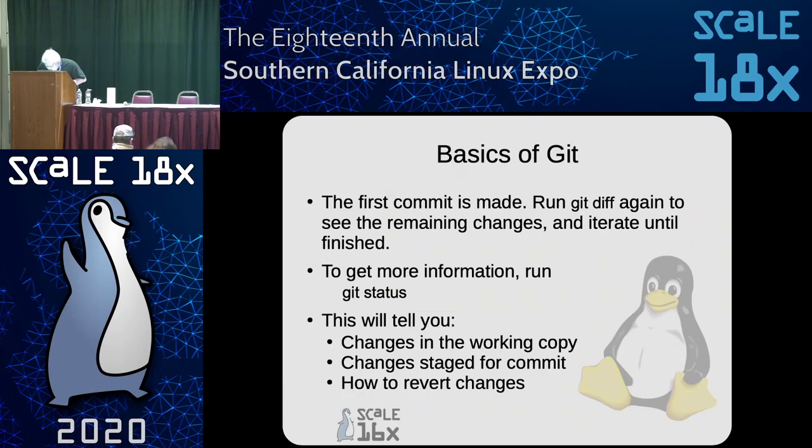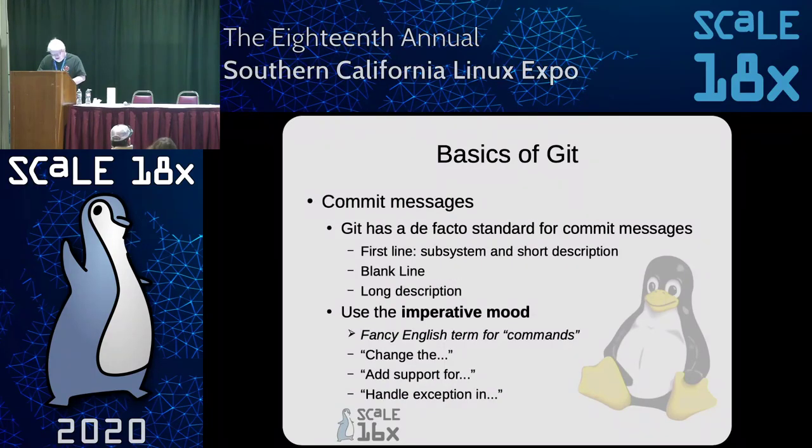So you made your first commit. Run git diff again to see the remaining changes and iterate until finished. Lather, rinse, repeat. To get more information, you can always do git status at any time. This will tell you changes in the working copy, changes staged for commit, and how to revert changes if that's what you really want to do.